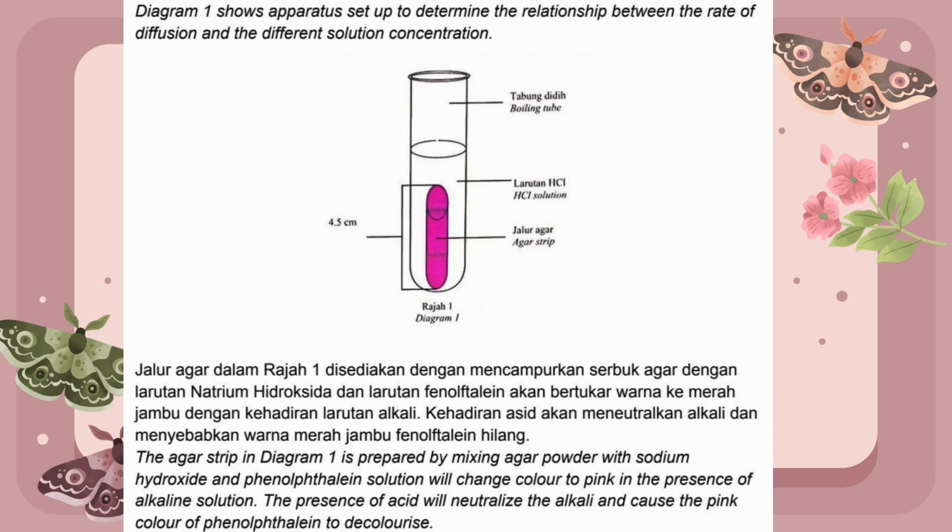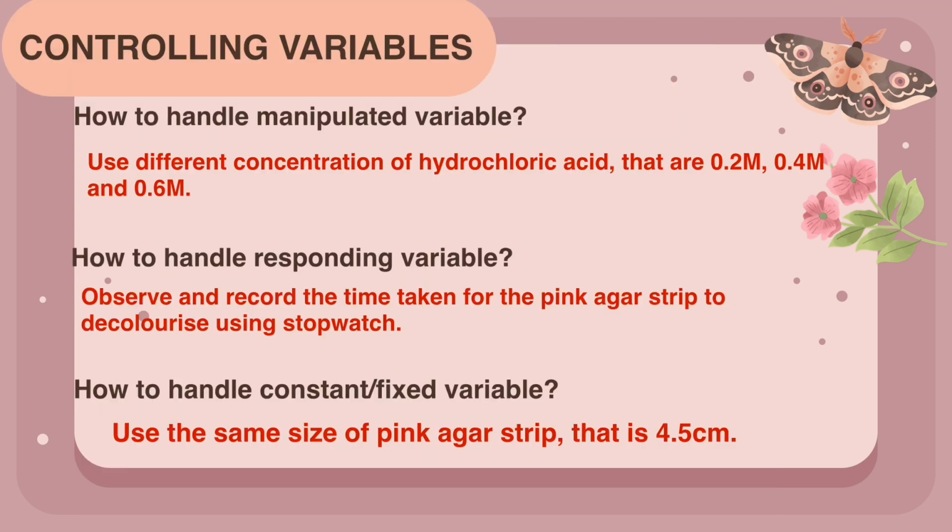Again, we are using the same experiment, that is to determine the relationship between rate of diffusion and different solution concentration. Okay, for this experiment, how are we going to control the variables? For the manipulated variable, the answer would be use different concentration of hydrochloric acid that are 0.2 molar, 0.4 molar, and 0.6 molar.